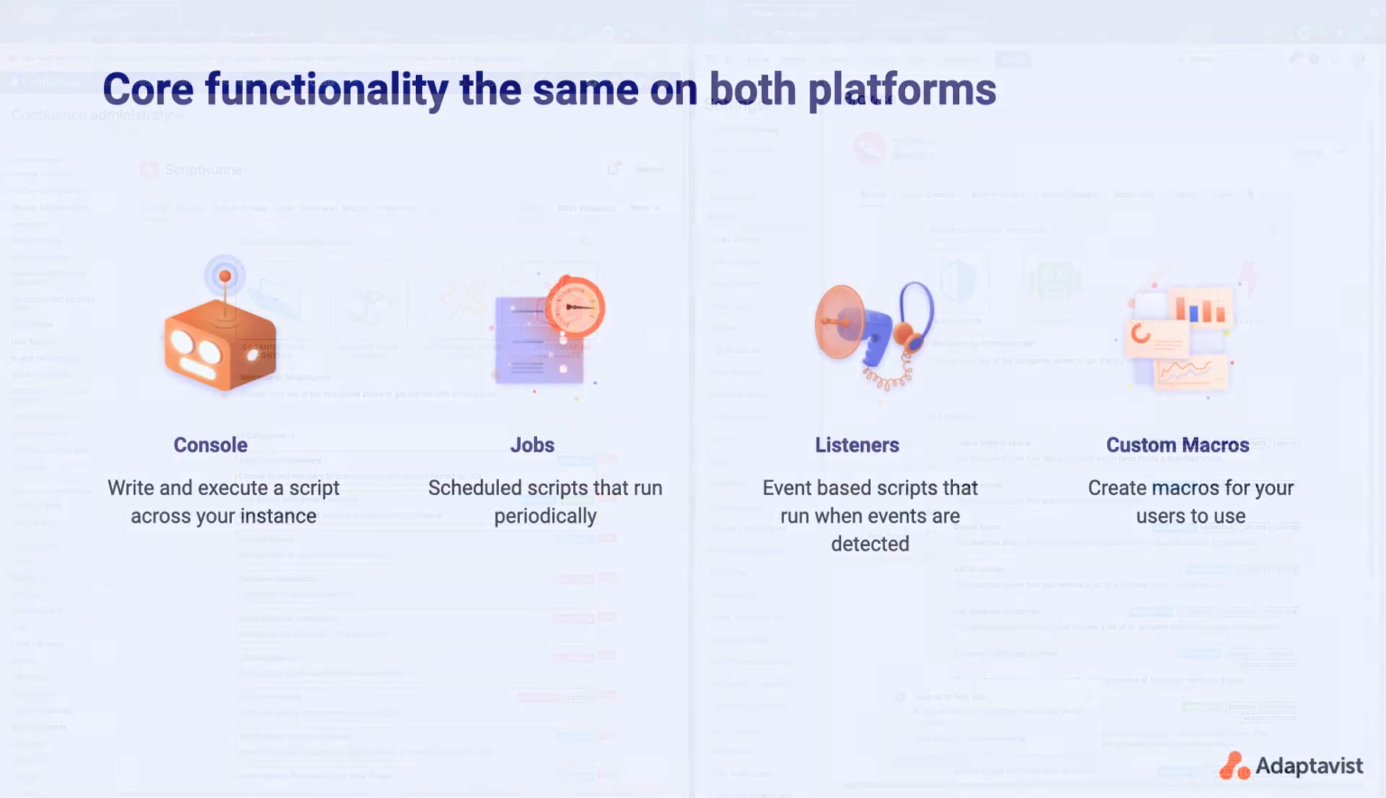In that way, the console is a script that you can write and execute once over your entire instance. Jobs are scheduled scripts that run periodically depending on when you define. Listeners are event-based scripts that run when events are detected within Confluence. And finally, custom macros give you the ability to create macros for your users to use in their Confluence pages. But let's compare two of those.